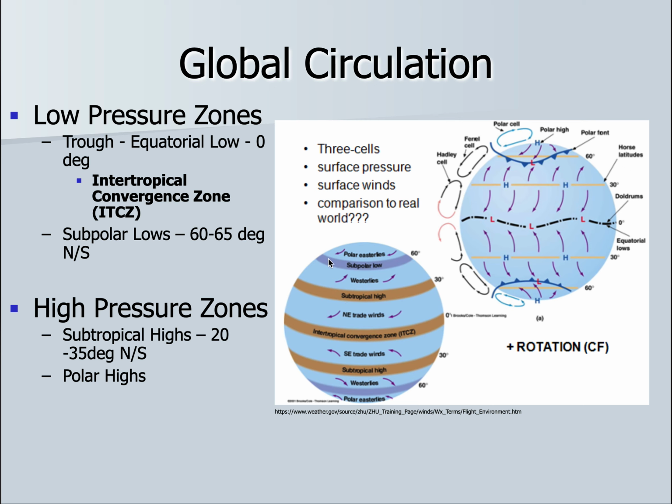Because the high is moving, the subpolar low is going to move as well. So it happens in sequence, like a domino effect. So this is what we've got in the northern hemisphere. The southern hemisphere is exactly the same. I go from the intertropical convergence zone to a subtropical high to a subpolar low to a polar high. So we're alternating high, low, in the northern and southern hemispheres each.